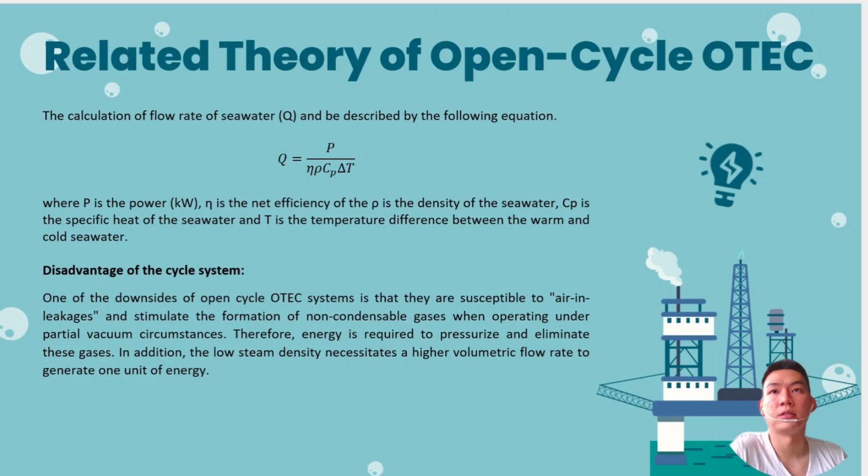The disadvantages of the open cycle system are that they are susceptible to air in-leakage and stimulate the formation of non-condensable gases when operating under partial vacuum circumstances. Therefore, energy is required to pressurize and eliminate these gases. In addition, the low steam density necessitates a higher volumetric flow rate to generate 1 unit of energy.